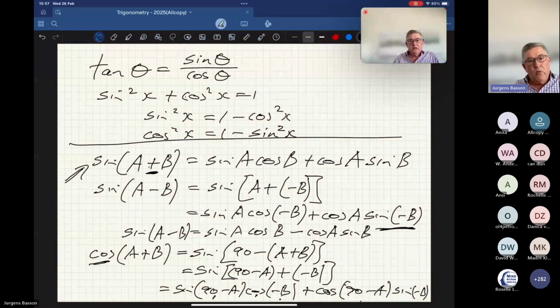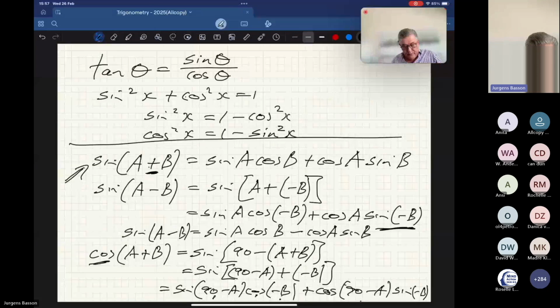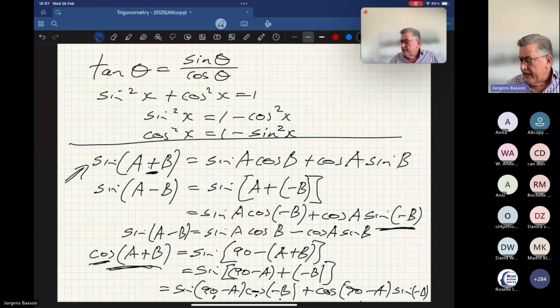Now there's only one left, and this is the cos of A minus B. And then you also use 90 minus, and it works pretty easy. This particular one that we did now, the last one, of the three of them, is maybe one that they can struggle with. So be careful with that one.